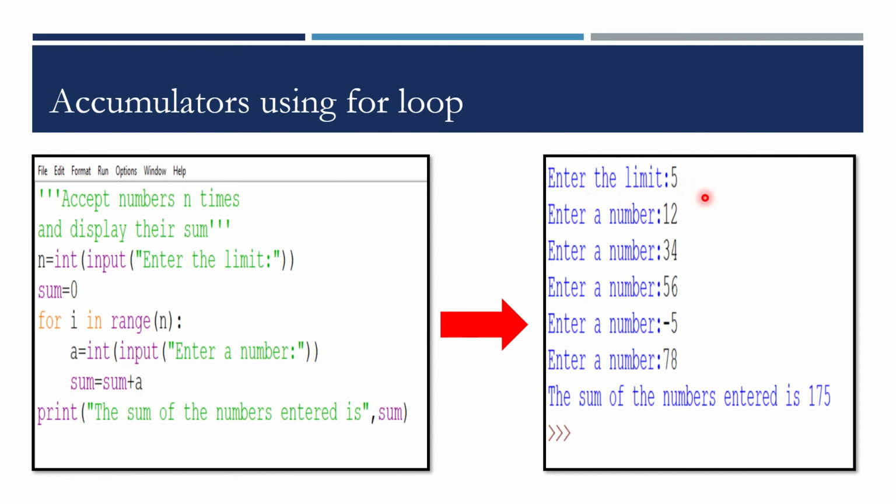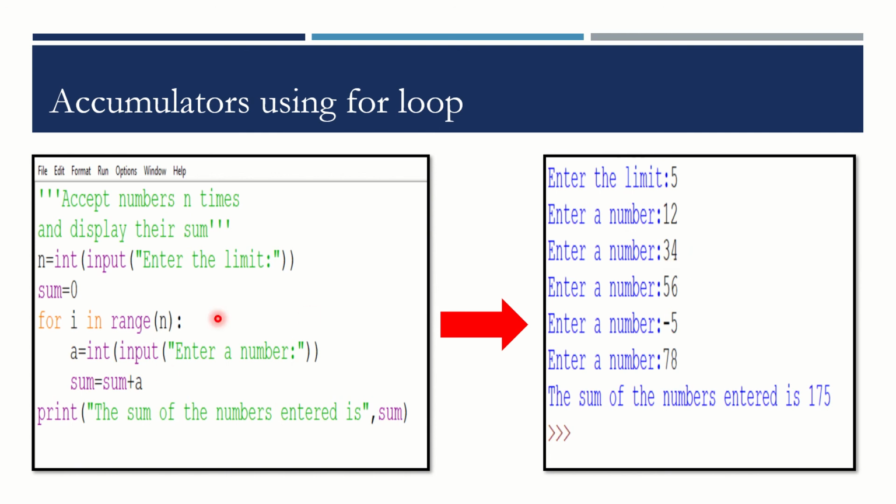So I am entering 5 as my limit. So the loop will run 5 times. As I told you, for a for loop we will always know how many times the loop has to run. So for the first time I enter 12. So 12 will be added to sum, that is 0 plus 12 is equal to 12. Then next time I give the value as 34. So 34 will be added to sum. Sum was 12. So 12 plus 34, that is 46.